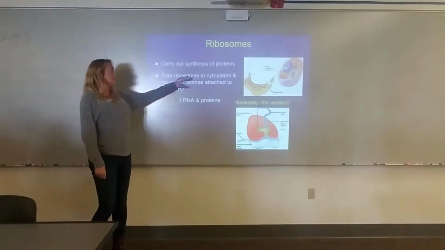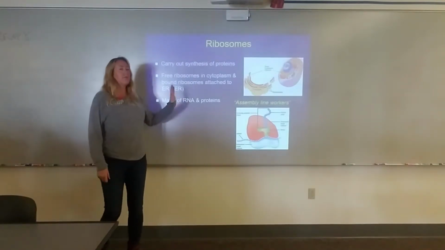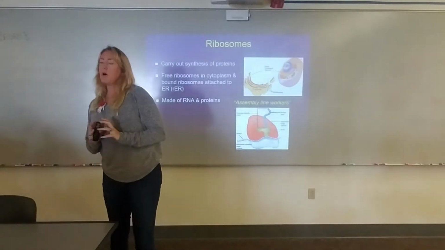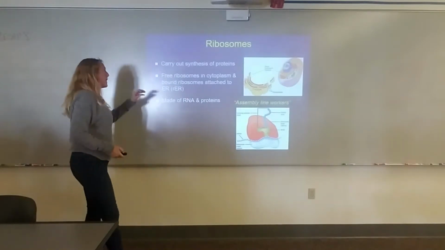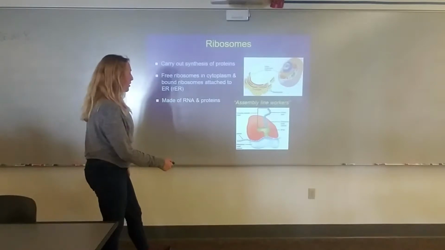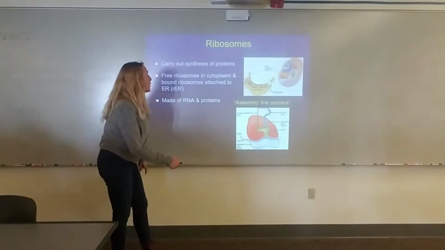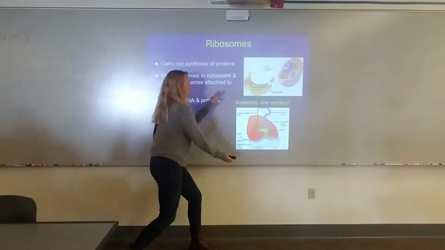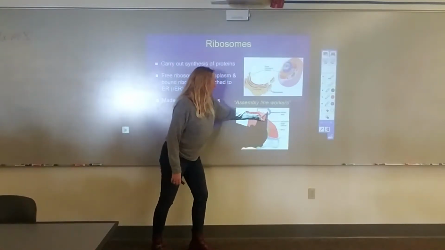There's free ones in the cytoplasm, and then there's bound ones attached to the rough ER. They're made of RNA and protein, so it's this mix of rRNA, ribosomal RNA, and protein, this big complex. So they're the guys that are really responsible for plinking out all the new proteins. So they build, here's the RNA message that comes out of the nucleus. Here's a small ribosomal subunit, and here's a large ribosomal subunit.